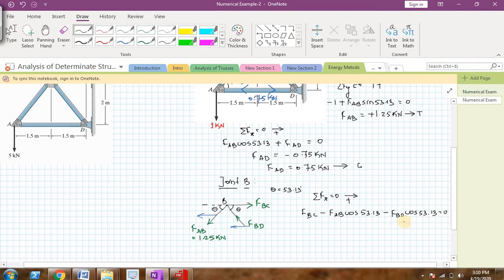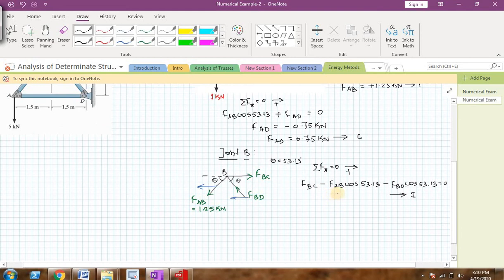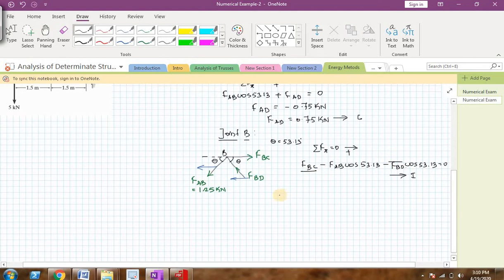So I will call this equation 1, because 2 unknowns are there in this equation. FAB is already known to me, I can substitute the value of that. So FBC is also unknown and FBD is also unknown. So let me apply another equilibrium equation and I can check whether I can get any one of those values.